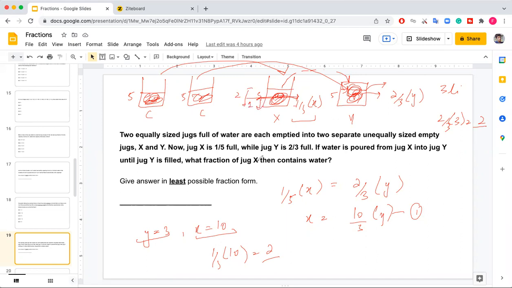And what the question is saying is, if water is poured from jug X to jug Y until jug Y is filled, now jug Y is filled, what fraction of jug X then contains water? What fraction of tank X? 1 by 10. So this is left, and this is the actual capacity of tank X, which is 10, as we already found out. So that's why the answer is 1 by 10.